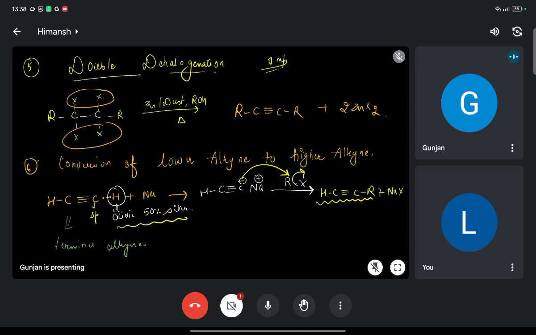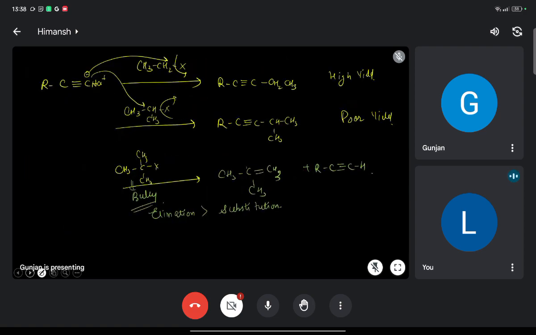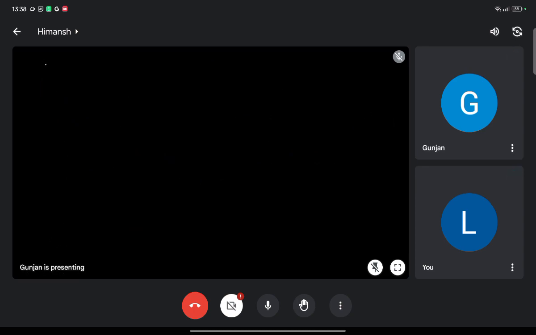Right now, Himansh? Yes, ma'am. If it is internal, no hydrogen will be there on the sp carbon. That's the reason it will occur only for sp hybridized carbon having one hydrogen, and one hydrogen is only possible if they are at the terminal position. Got it now? Yes, ma'am. Let's discuss the properties of alkynes now.